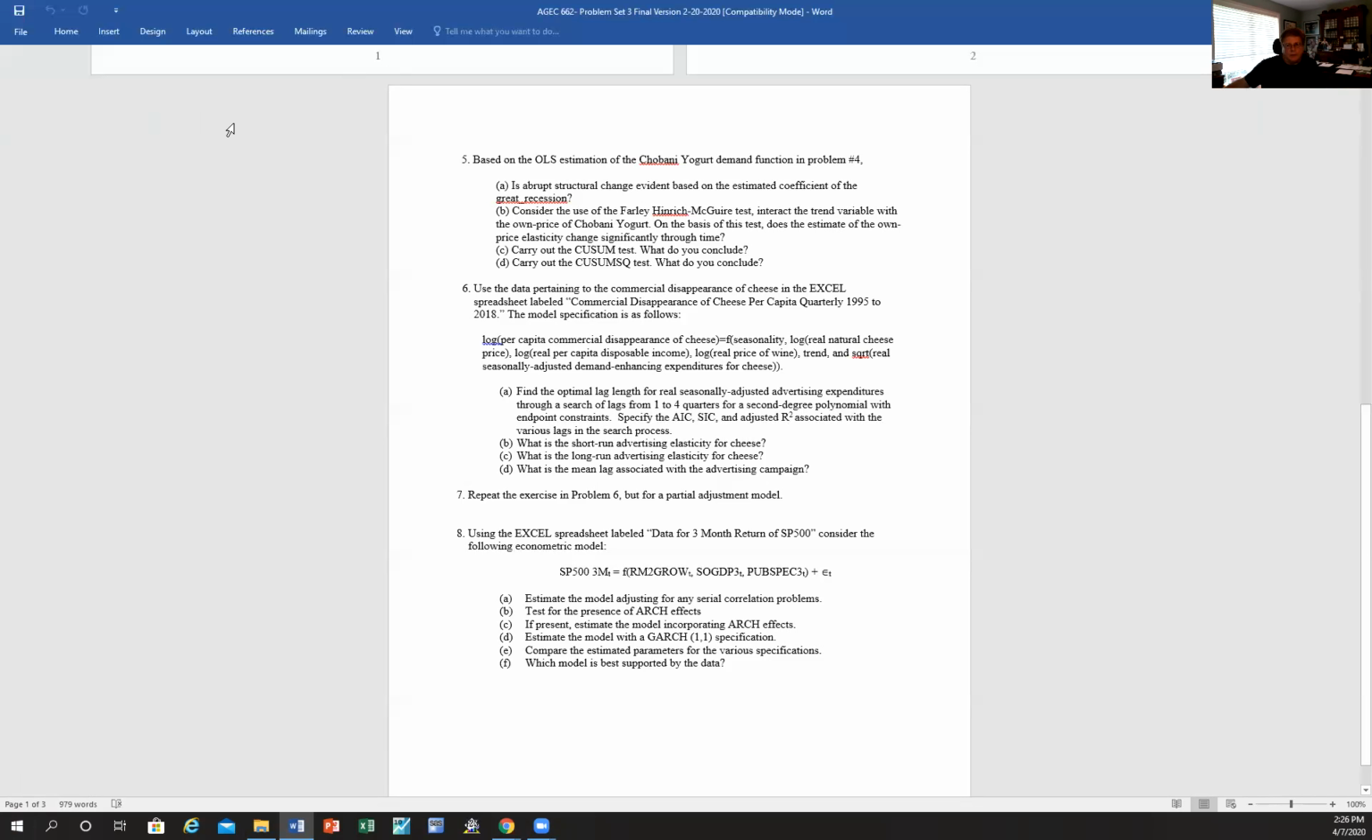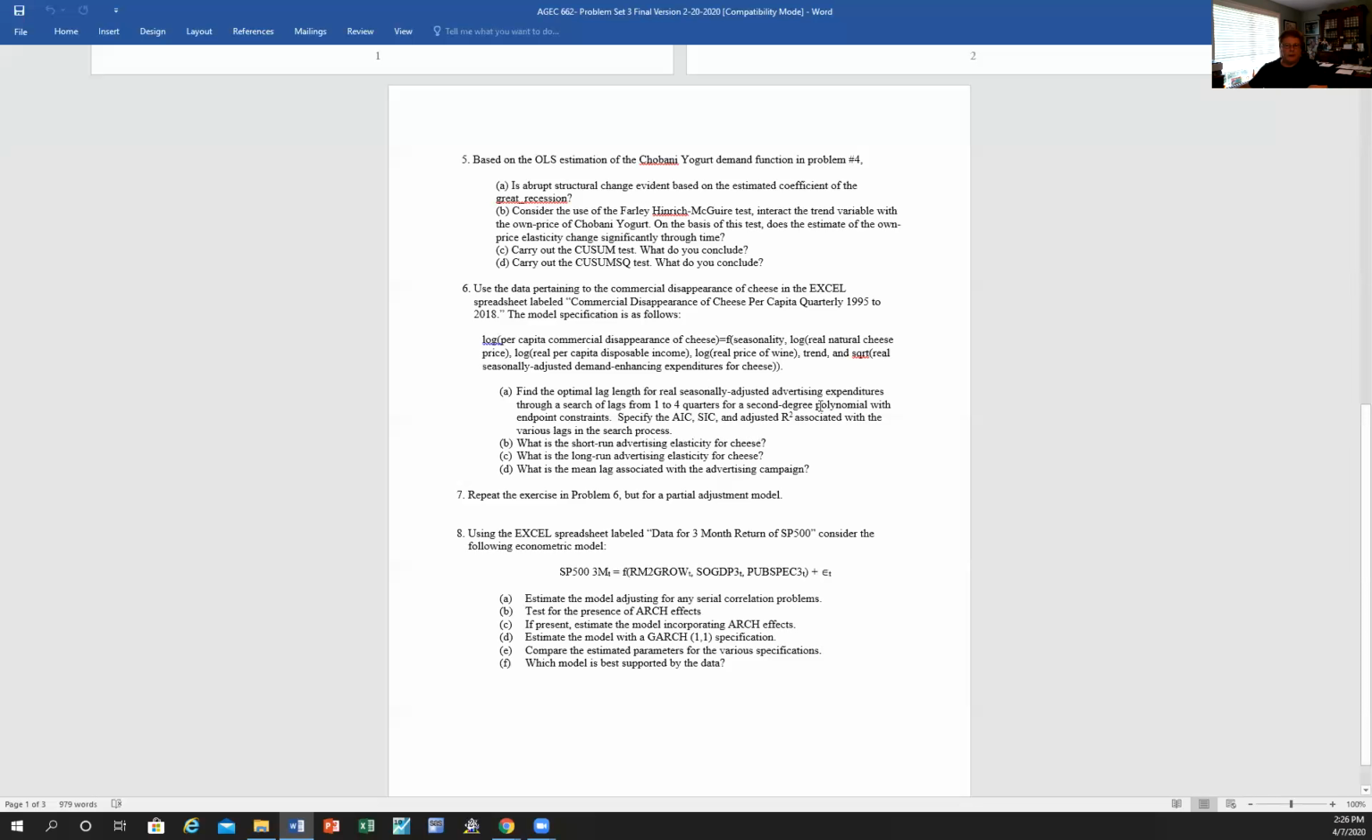Then, depending on what the packages you're using would allow you to do, I only wanted you to try the lag structures of 1 through 4. And on the basis of model selection criteria, AIC and SIC, as well as adjusted R-squared, to come up with the optimal lag. And in my calculation, especially if you did the appropriate logging of the real price of wine, the optimal lag was 2. Now, if you got a different optimal lag because you had a different way to define the explanatory variables, I really didn't dock you much at all.